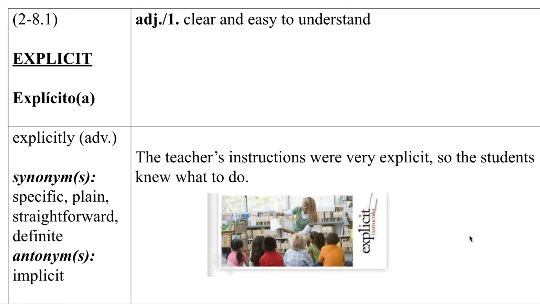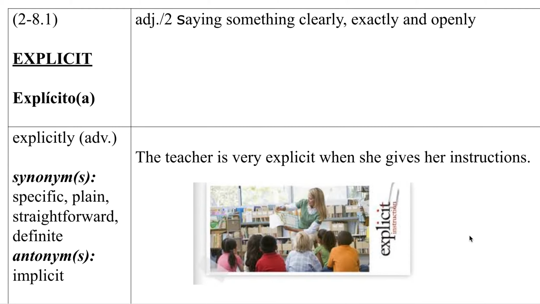But explicit can also describe a person, so that's going to be the next definition. The next definition describes a person, and if a person is explicit, that means that a person says things clearly, exactly, and openly, like directly. So this is the exact same picture. I gave you the same picture because it's the same situation. It's just now we can make a sentence. So last time I said the instructions were explicit. I can also make a sentence about the teacher, saying the teacher is very explicit when she gives her instructions.